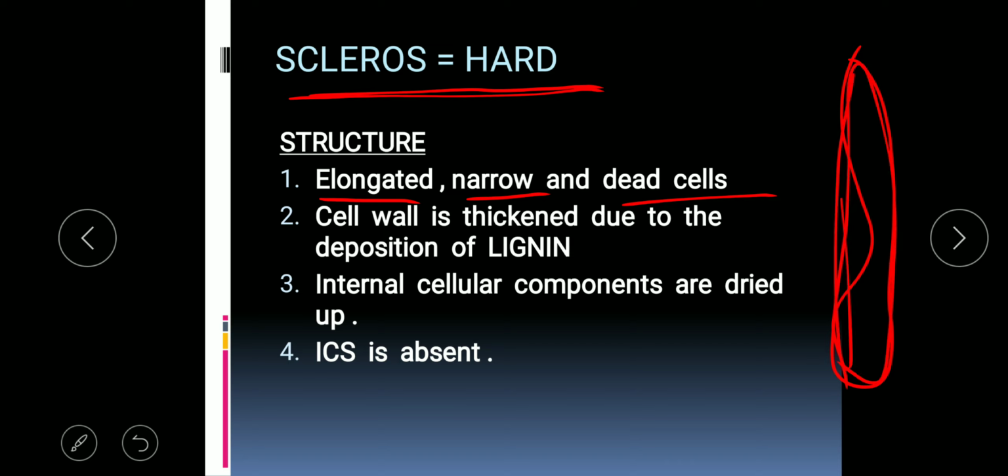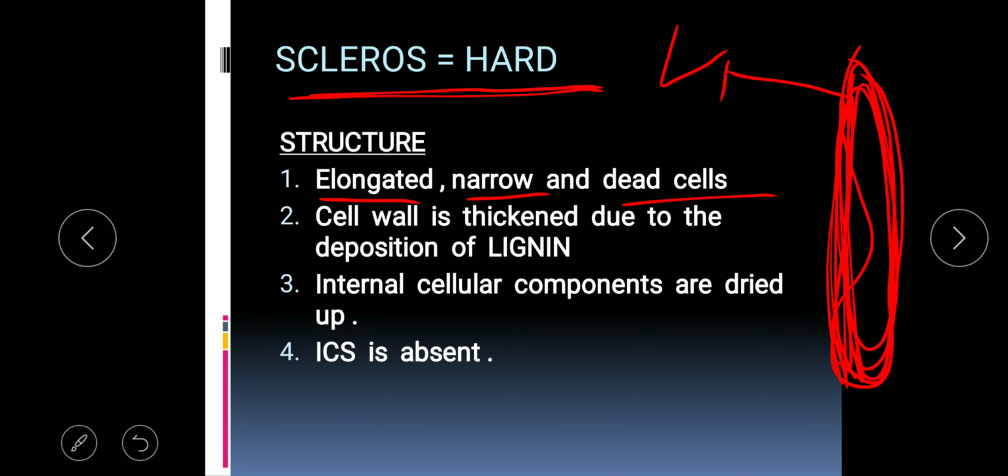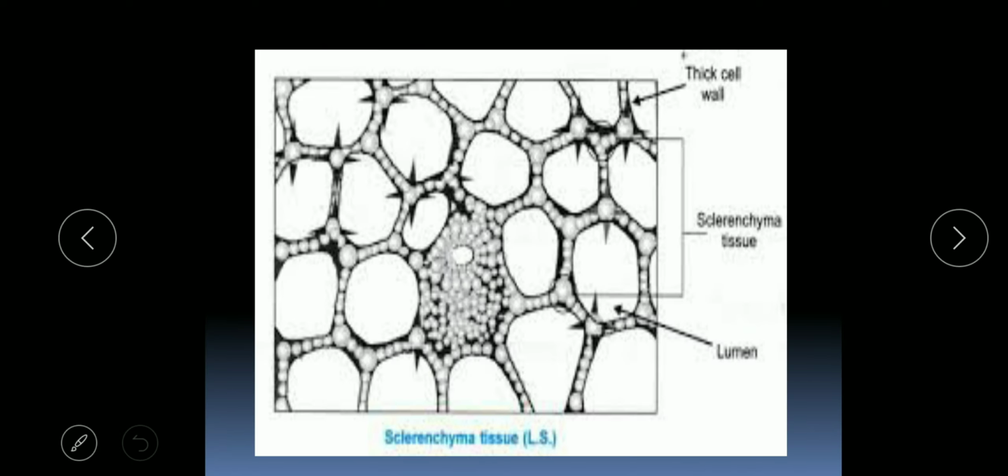The cell wall is thickened due to the deposition of lignin. Okay, and internal cellular components are dried up. So whatever cytoplasm, nucleoplasm and cellular organelles there were, that is dried up. So that is why the cell becomes dead, and this is why this simple permanent tissue is the dead simple permanent tissue. And intercellular space is absent. The cells are compactly packed to each other and internal cellular components are absent.